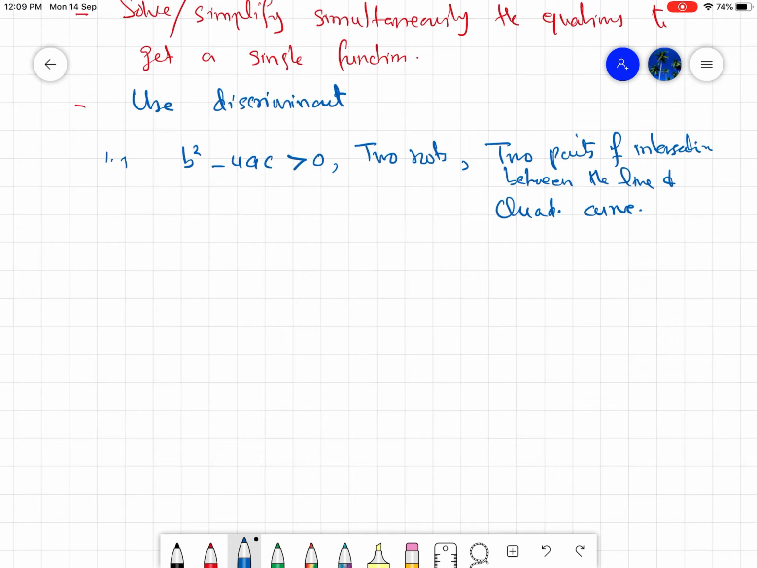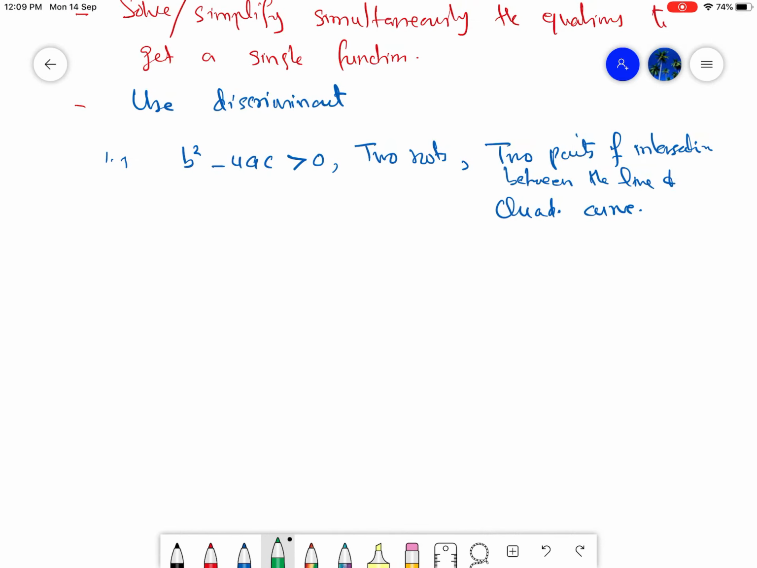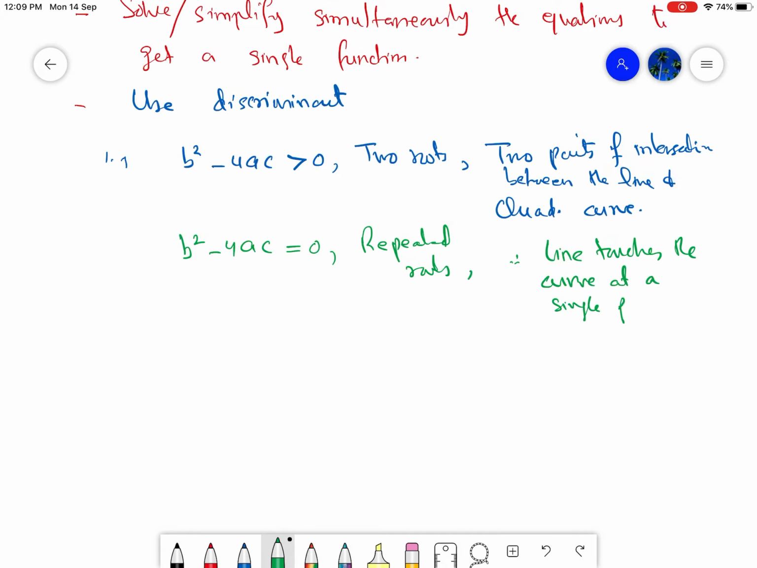Okay, similarly, if b square minus 4ac is equal to 0, then you know that there is a repeated root, or we can say a single root. So therefore a line touches the curve at a single point.